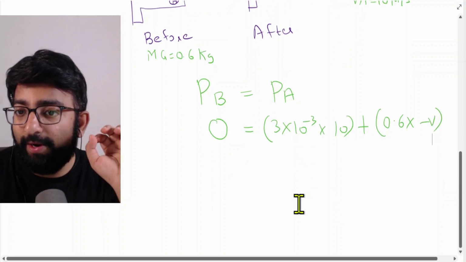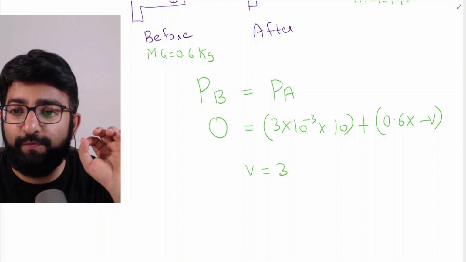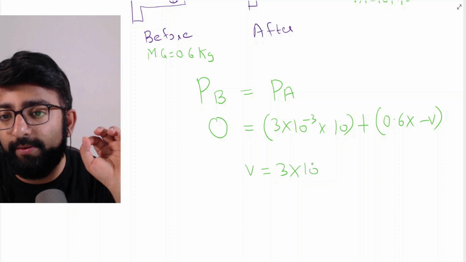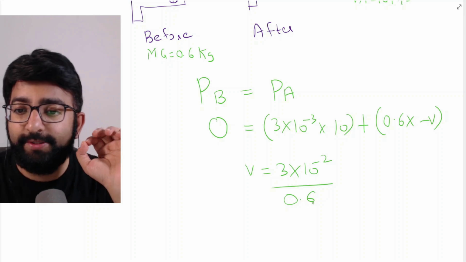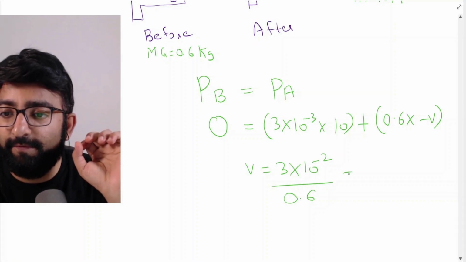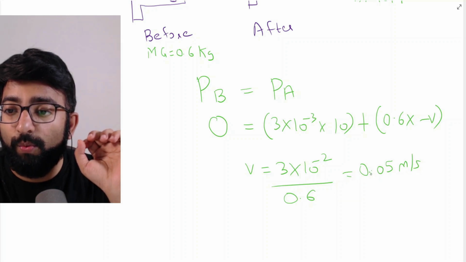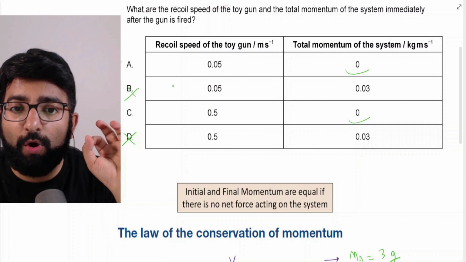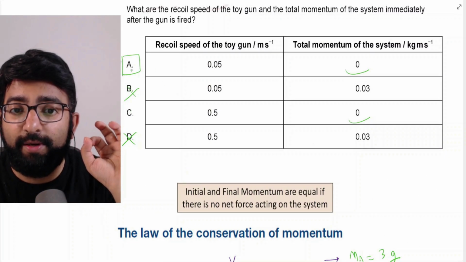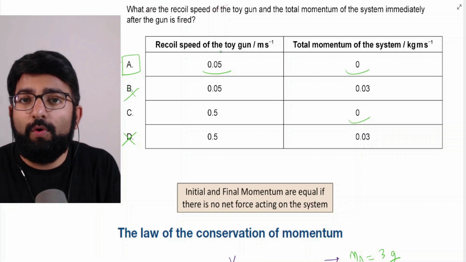And now, if we simplify this equation, let us try to make v the subject. So we should get 3 into 10 to the power minus 2 in the numerator. In the denominator, we should get 0.6. And if we simplify this, we get 0.05 meters per second, which is the recoil speed of the gun, which means option A is the right answer. Recoil speed is 0.05 and total momentum, of course, is 0.